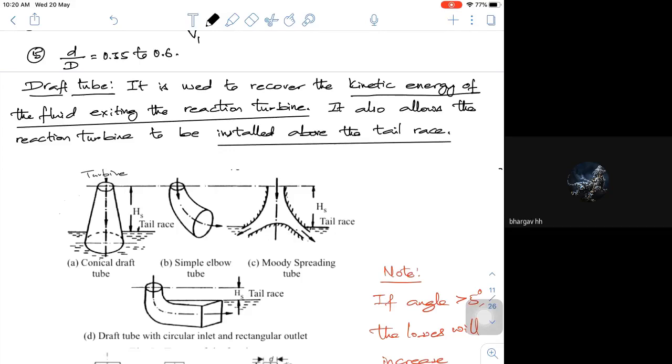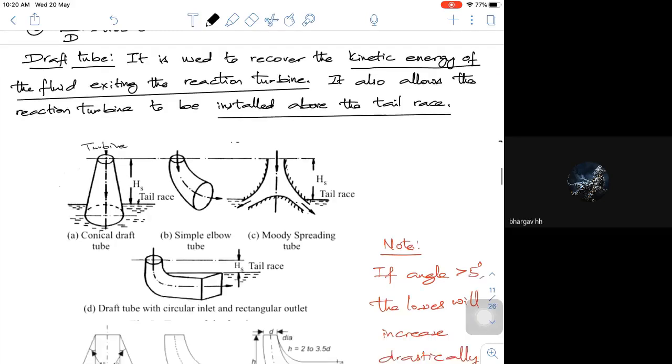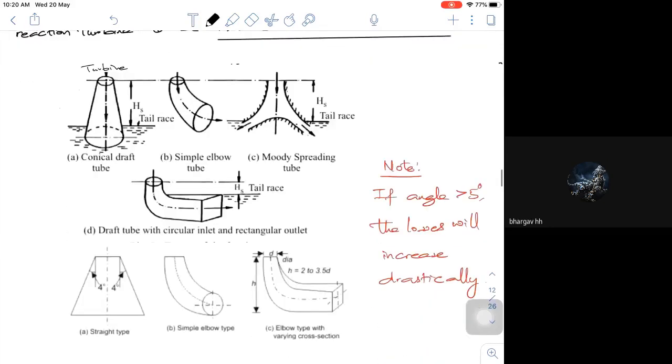Okay. Now construction wise, I have put a few diagrams here. What are the different types of draft tubes used?